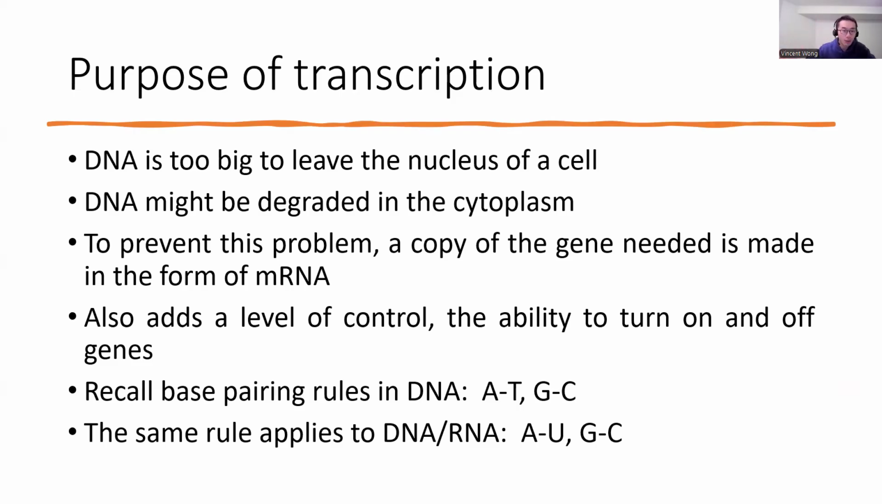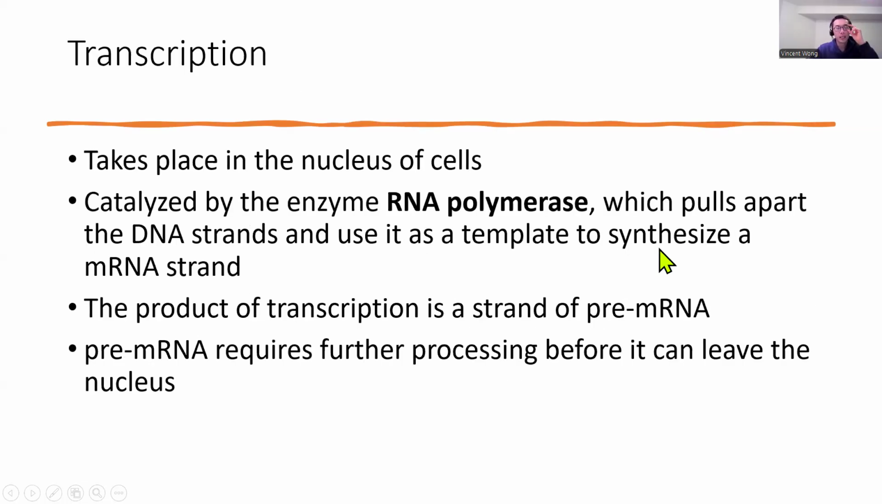Of course, you know about the base pairing rule. A pairs with T, G pairs with C. The same rule applies to DNA and RNA, where A pairs with U instead of thymine, and G pairs with C. So where does transcription take place? Transcription takes place in the nucleus of the cell. That's where the DNA is.